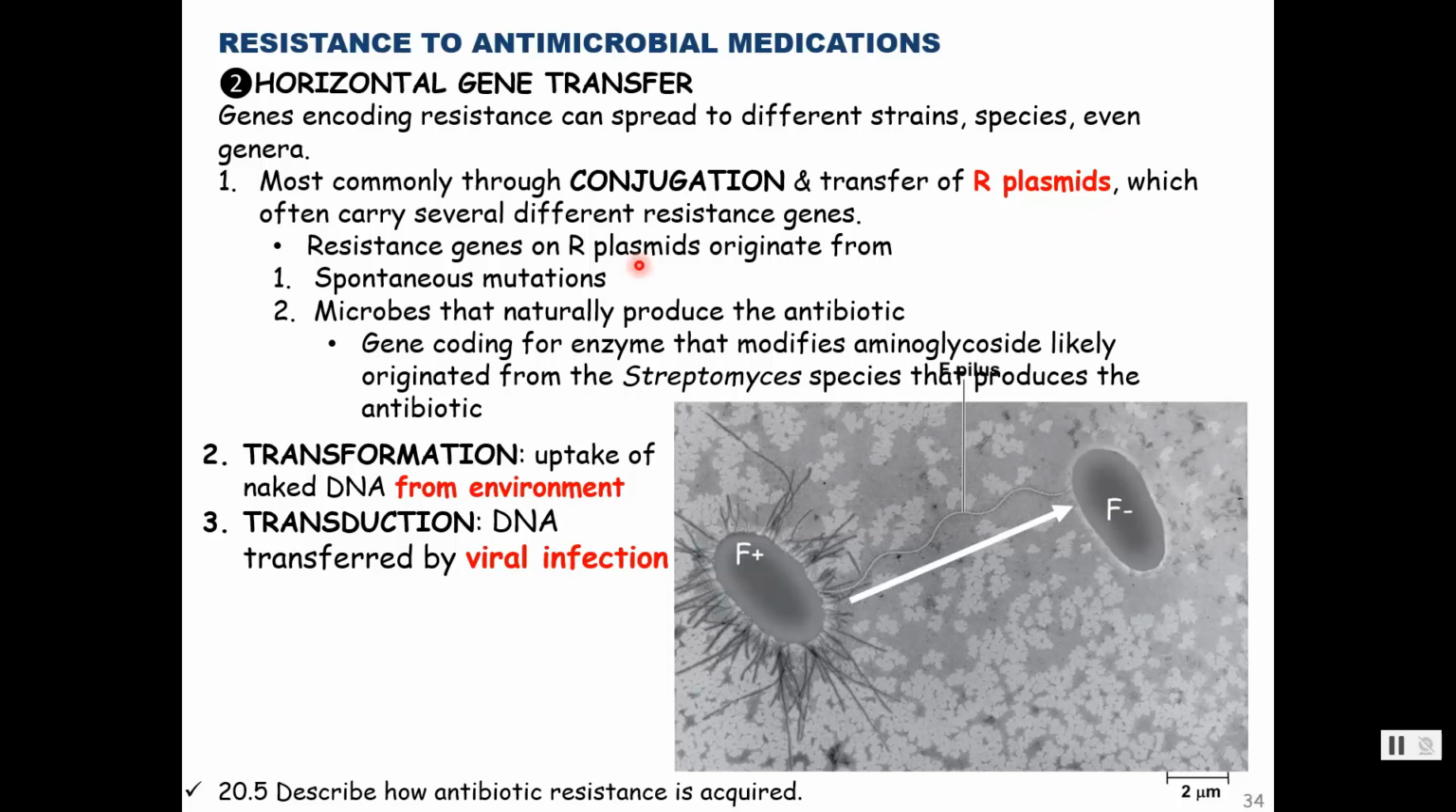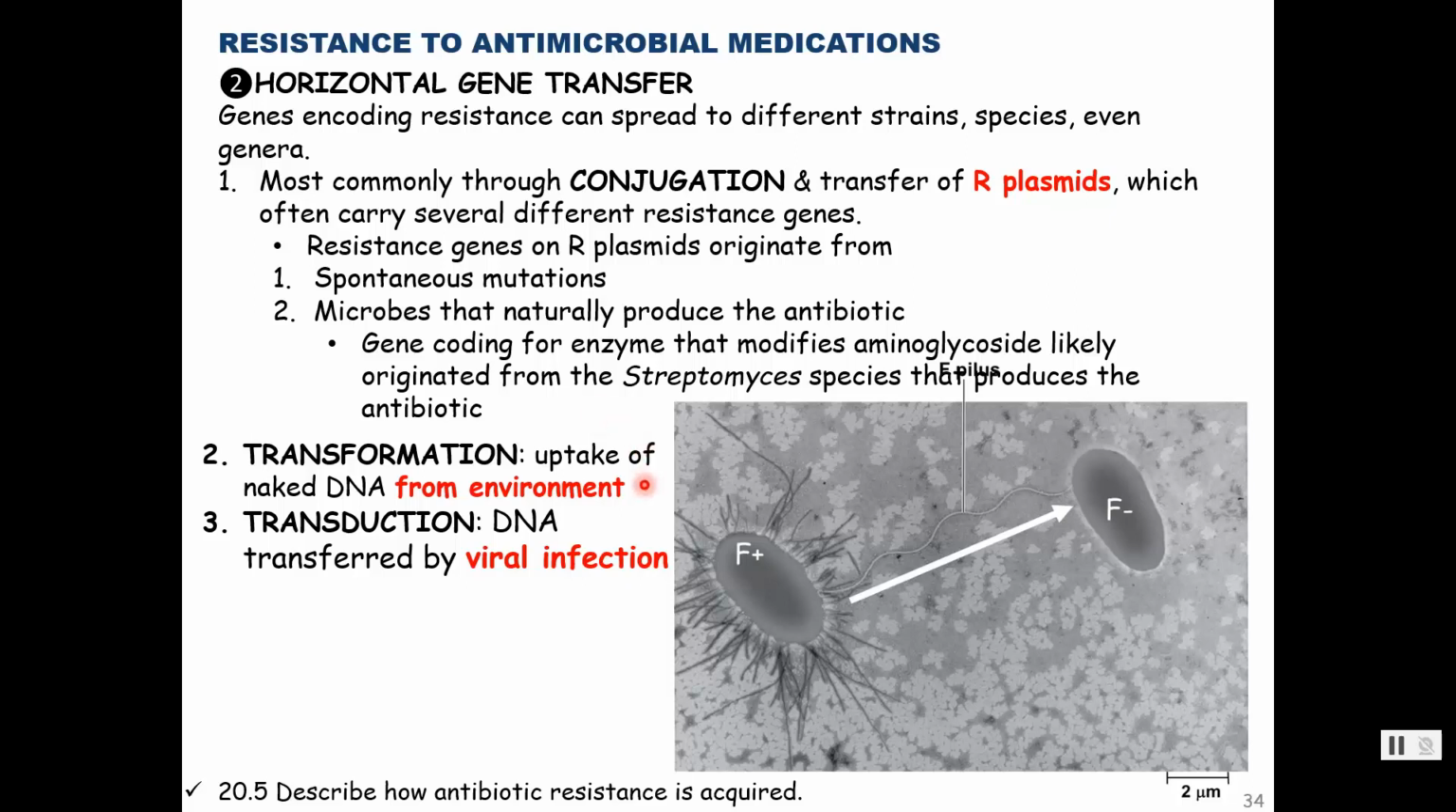Those R plasmids originate either through spontaneous mutation or from microbes that naturally produce the antibiotic. Genes coding for enzymes that modify aminoglycosides likely originated from Streptomyces species that actually produce the antibiotic. That's just what I was saying before: they can't make something that would harm themselves, so they're always going to be resistant to it if they're the ones making that antibiotic. Other ways, through transformation.